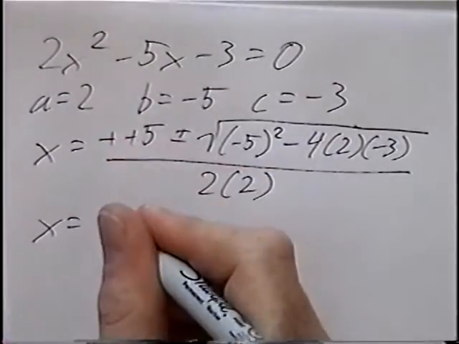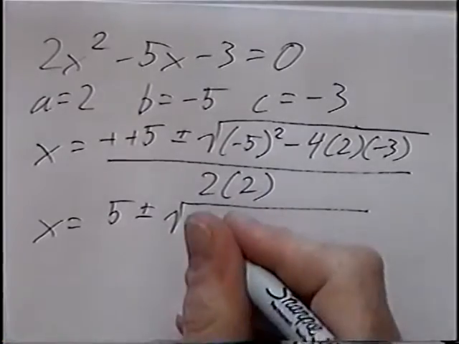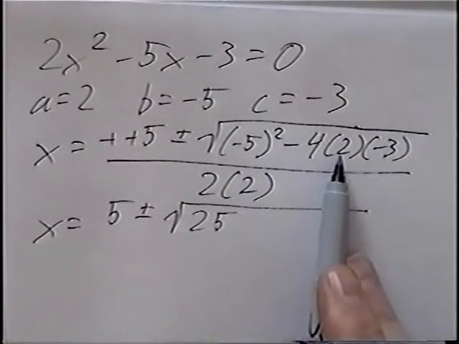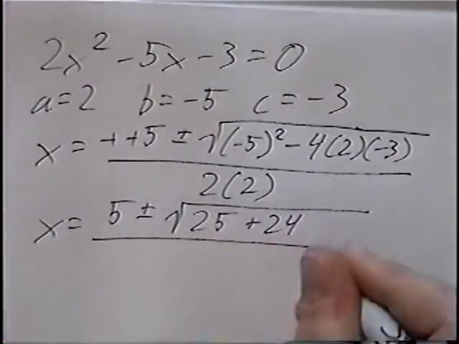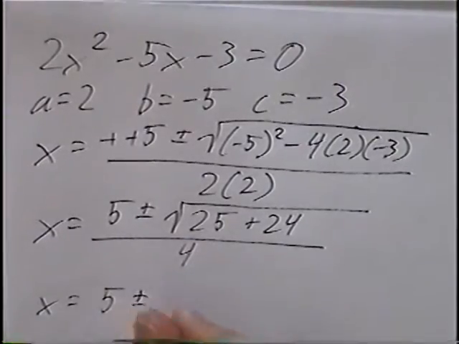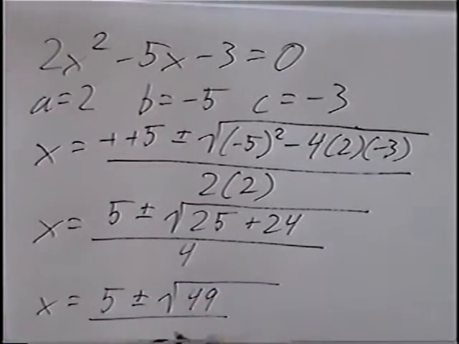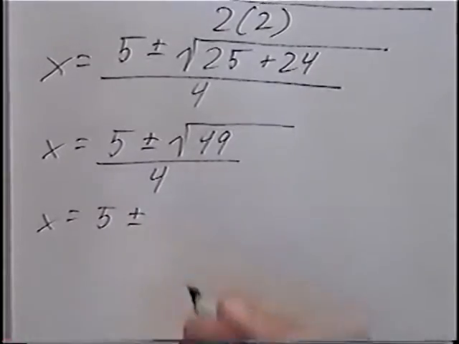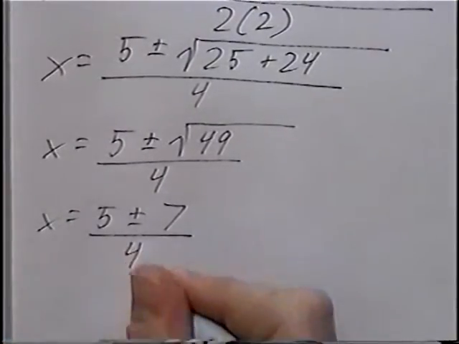Minus 5 again would be positive 5, plus or minus the square root, negative 5 squared would be 25, negative 4 times 2 would be negative 8, and negative 8 times a negative 3 would be positive 24, divided by 2 times 2, which would be 4. 5 plus or minus 25 plus 24 would be 49, divided by 4. 5 plus or minus the square root of 49 would be 7, since 7 times 7 is 49, divided by 4.